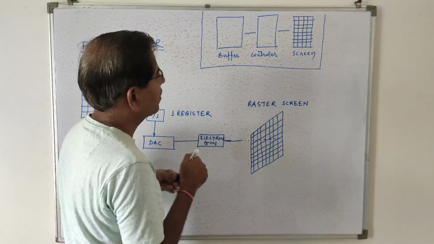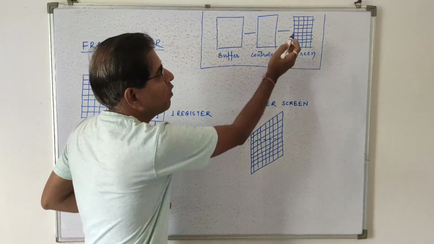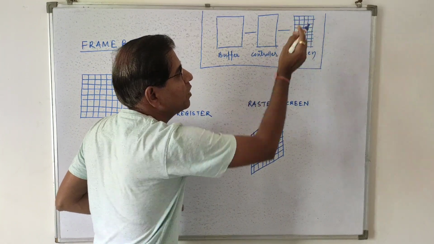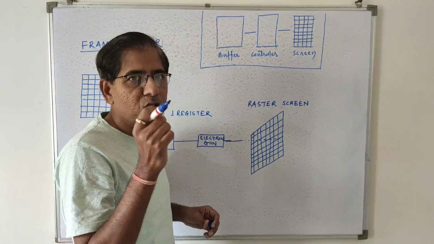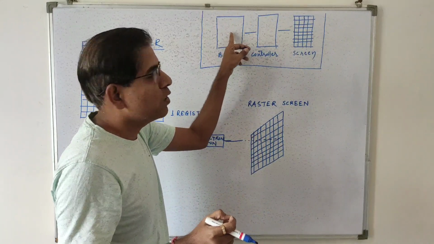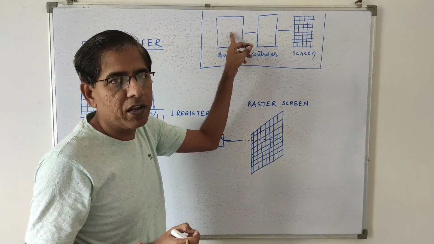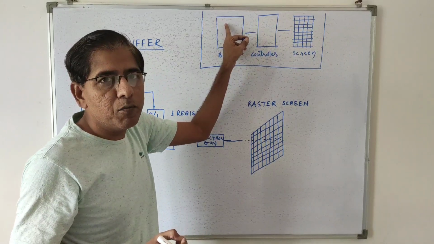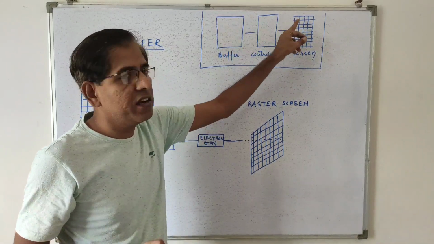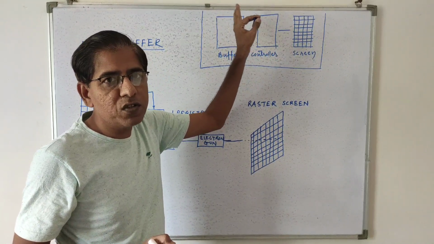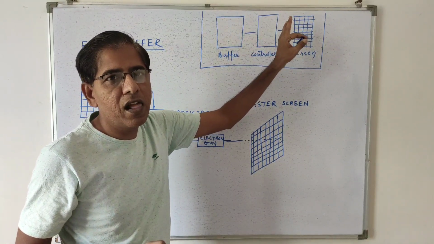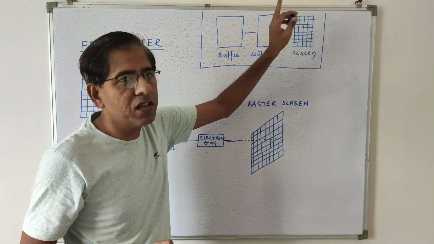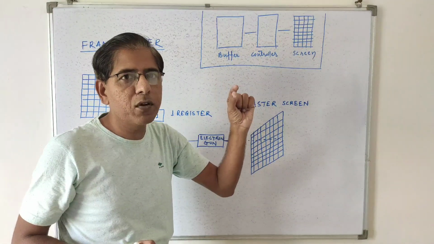Now here this buffer stores the information of each pixel. So the information of each pixel is stored in this buffer memory, and according to the information stored in the memory, the controller transfers that information about 50 to 60 times in a second, and because of that this pixel would continuously appear on a screen.